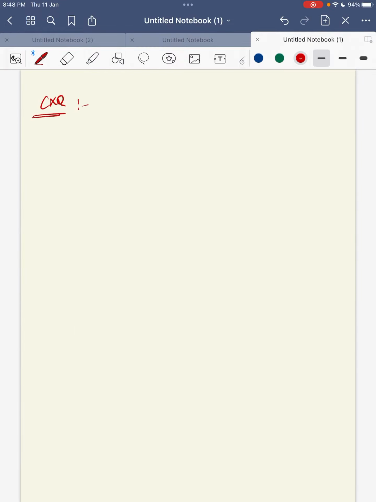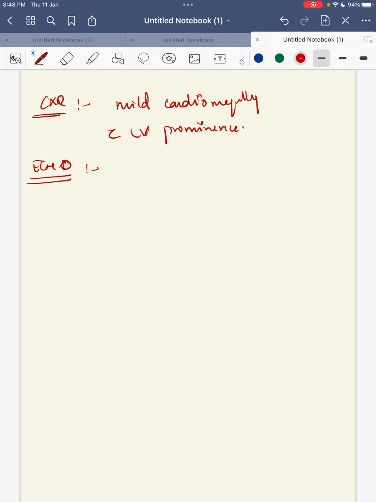Okay. Next, the chest X-ray finding. In chest X-ray, there will be mild cardiomegaly or no cardiomegaly with left ventricular prominence. In echo, this echo is used for identifying, localizing and quantifying the degree of this myocardial hypertrophy.